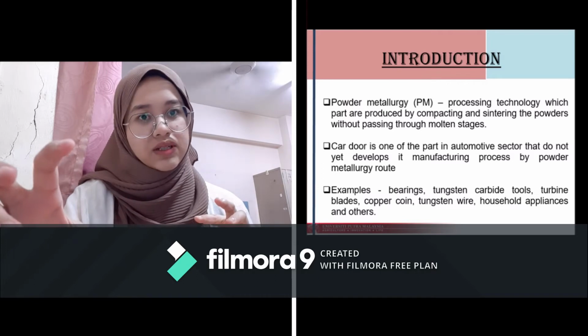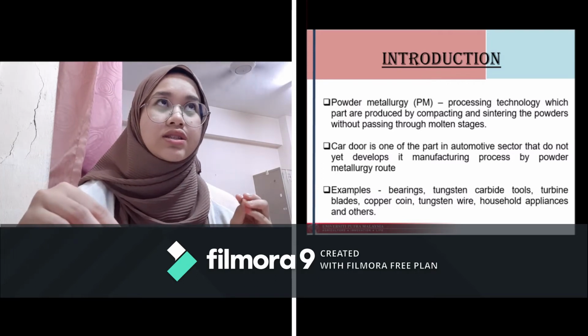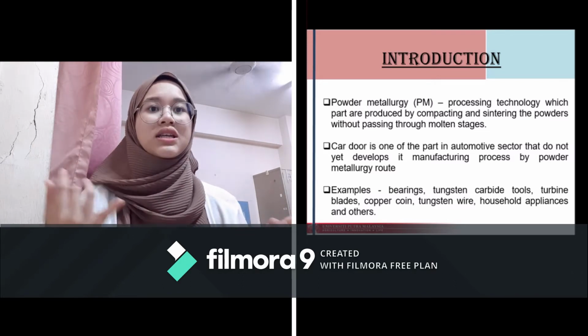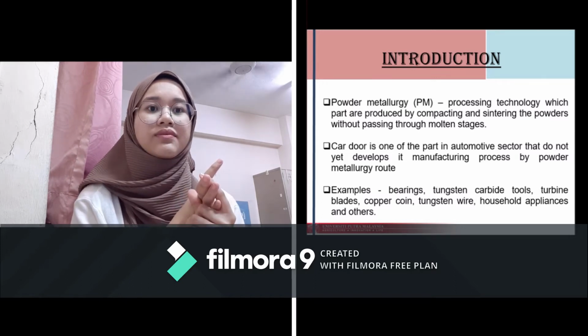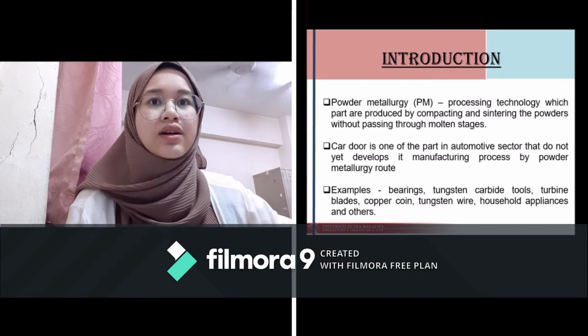Some examples of parts in the automotive sector that are already made using the powder metallurgy method are bearings, turbine blades, copper coins, and other household appliances.